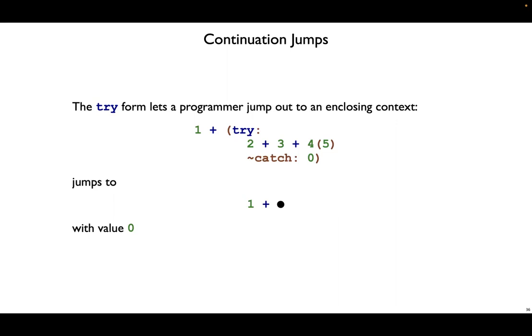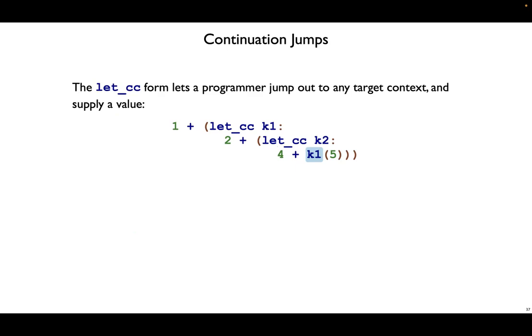Let's look now at a more general form of jump. This one comes from Shplait. It's called letscc. And this form gives a name to the current context and lets a program jump out to it at any time. So here we have 1 plus letscc k1. K1 gives a name to the current continuation. Then we go to evaluate the letscc body. 2 plus letscc k2. Okay, so now we have a name for a second continuation. And then inside here we have 4 plus k1 of 5.